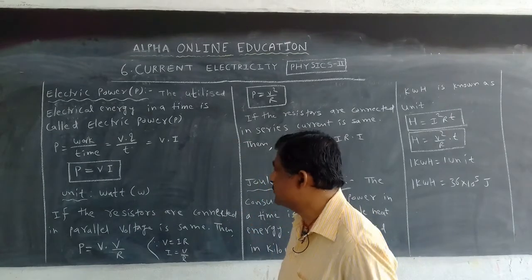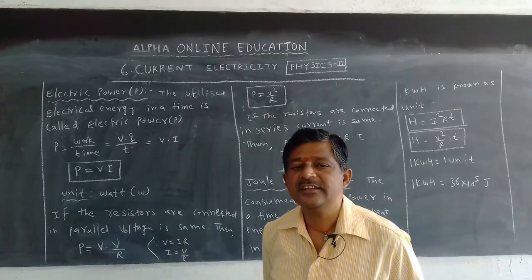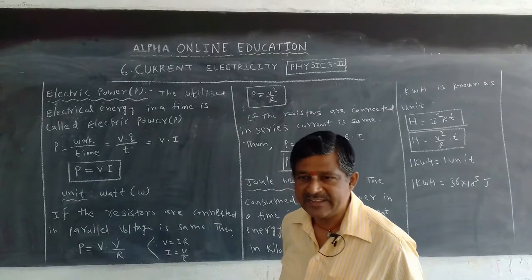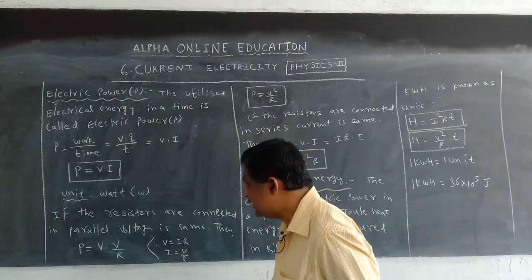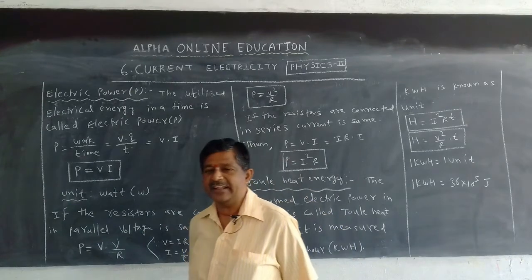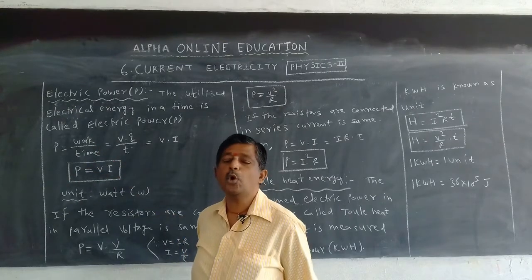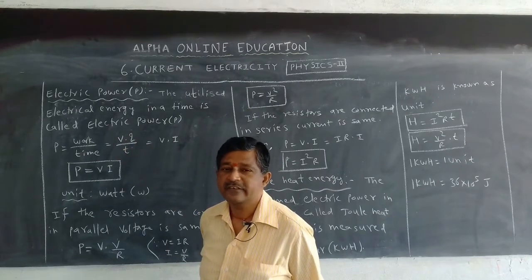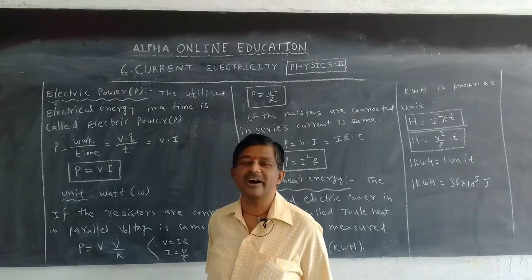The utilized electrical energy in a time is called electric power. And we know the mathematical expression for the power: P is equal to work by time. But how can we write the work here? V into Q. What is V? V is called electric potential. What is Q? Charge.